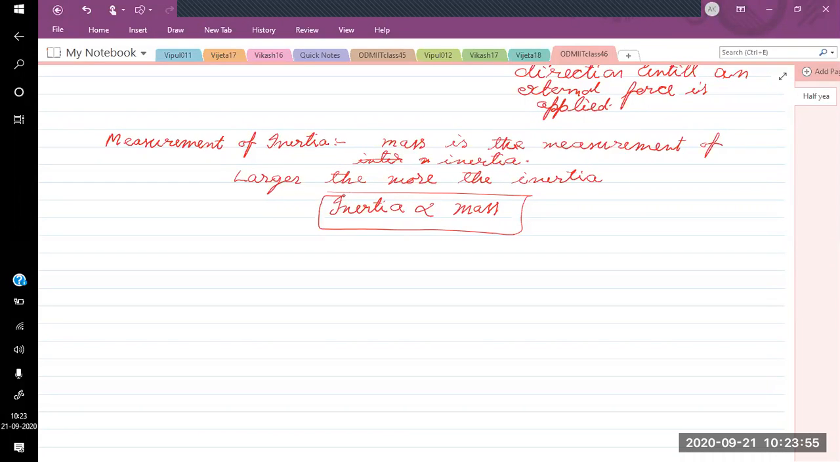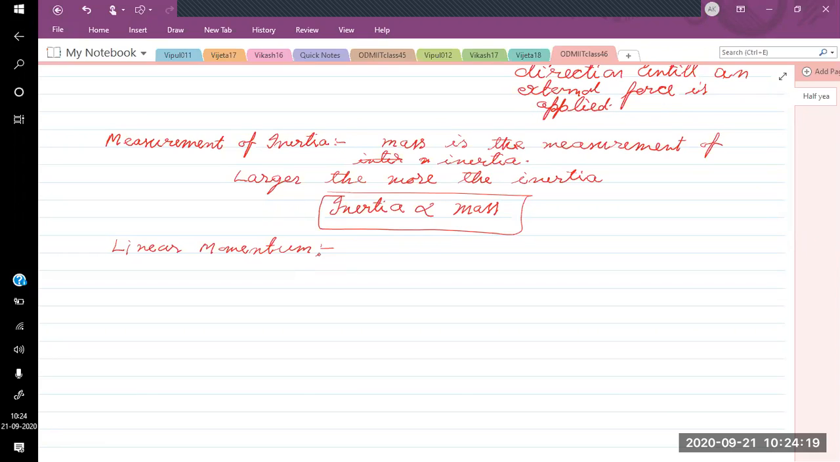Okay, now we will discuss the concept of linear momentum. These things are related to this concept, that's why we are discussing. So what is linear momentum? Linear momentum is the product of mass into velocity. What is the meaning of this?